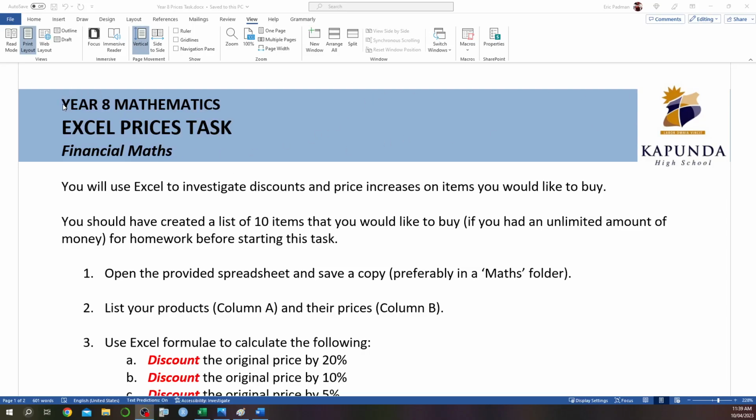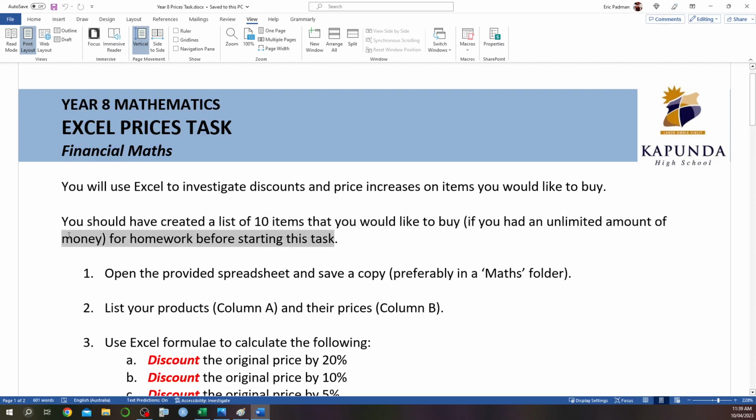Today we're going to have a look at a Year 8 assignment called Excel Prices Task. In this task, you will use Excel to investigate discounts and price increases on items that you would like to buy. You should have created a list of 10 items that you would like to buy if you had an unlimited amount of money for homework before starting this task.